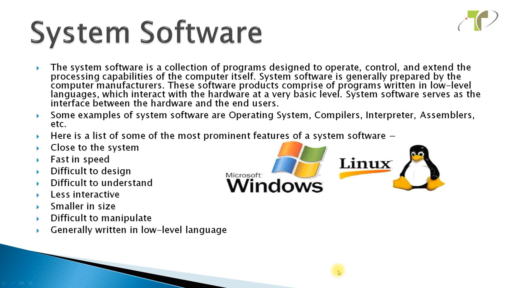See, here is an image given here. Windows, Linux is your operating system. This is called your system software. If Windows is not available on your PC, then your hardware is not going to function. So we need at least one operating system in your hardware, in your computer.